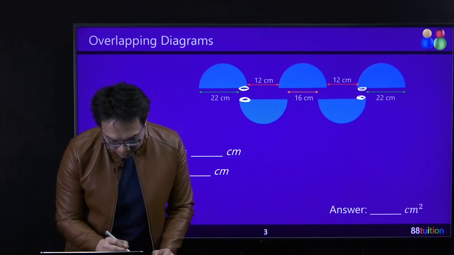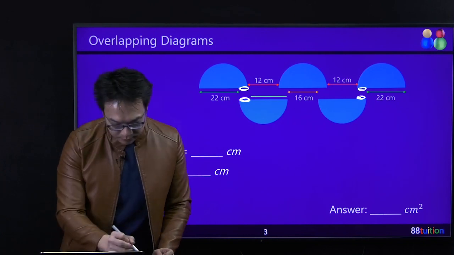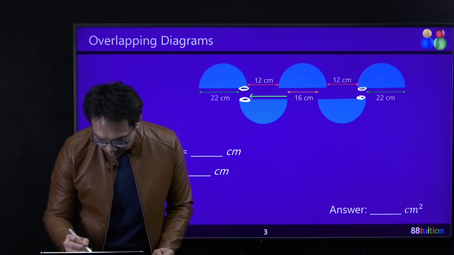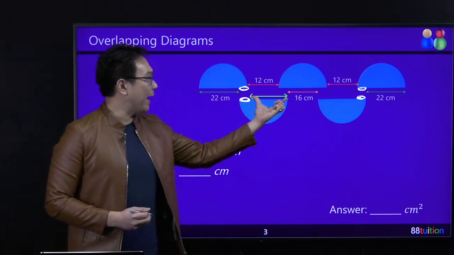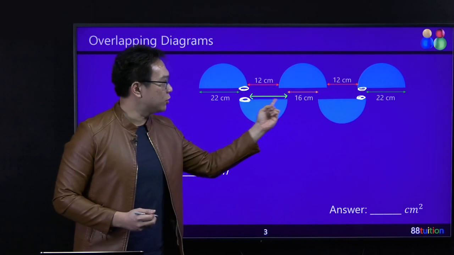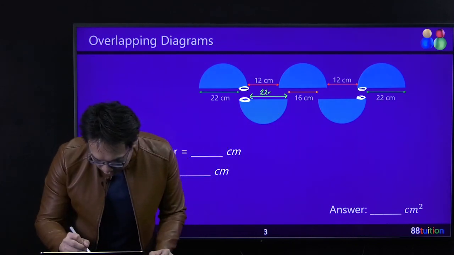So this portion here will be a green color arrow. Is that true? Because you got to be fair, right? White and white, green and green. So if this is 22, down here must also be 22 cm. Can you see that?